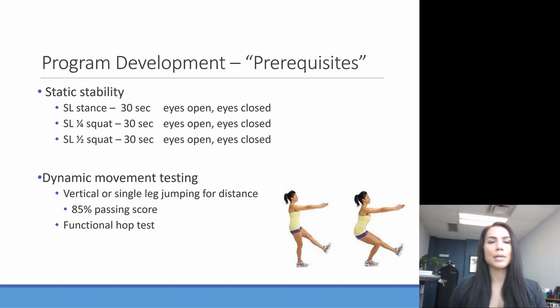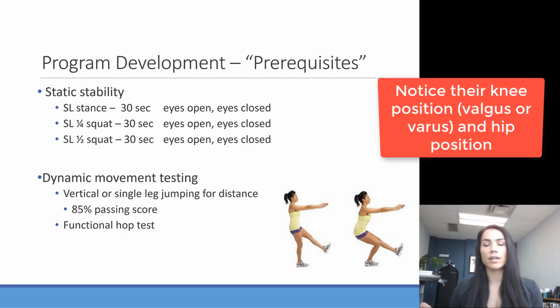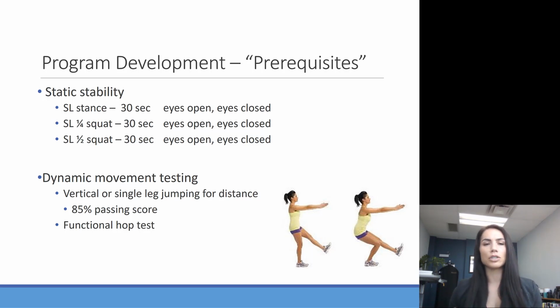Then we're going to move on to the dynamic movement tests. So looking at their jumping, both vertically and for distance on a single leg. There's different scoring for this, and essentially what you want to look for is, again, can they do that single leg jump and make sure that their mechanics are there. When they land, are they seeing knee valgus or varus? Are they landing in a nice neutral position? Are they kind of hinging forward and losing their balance? And then there's also something known as a functional hop test, okay?